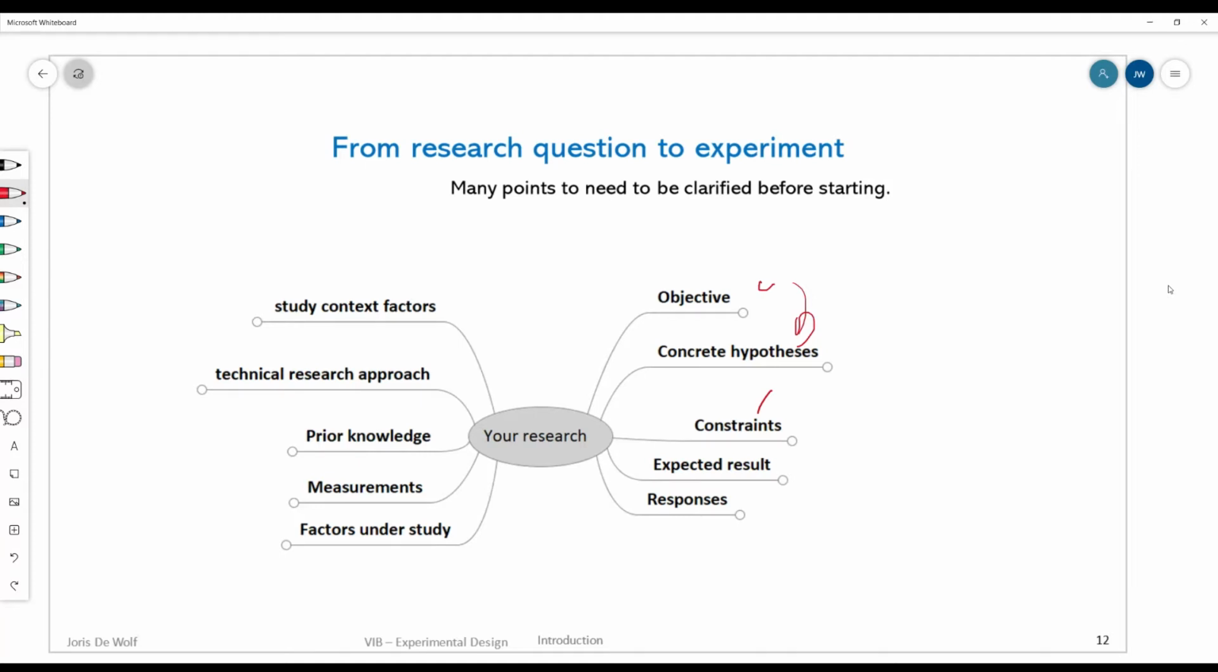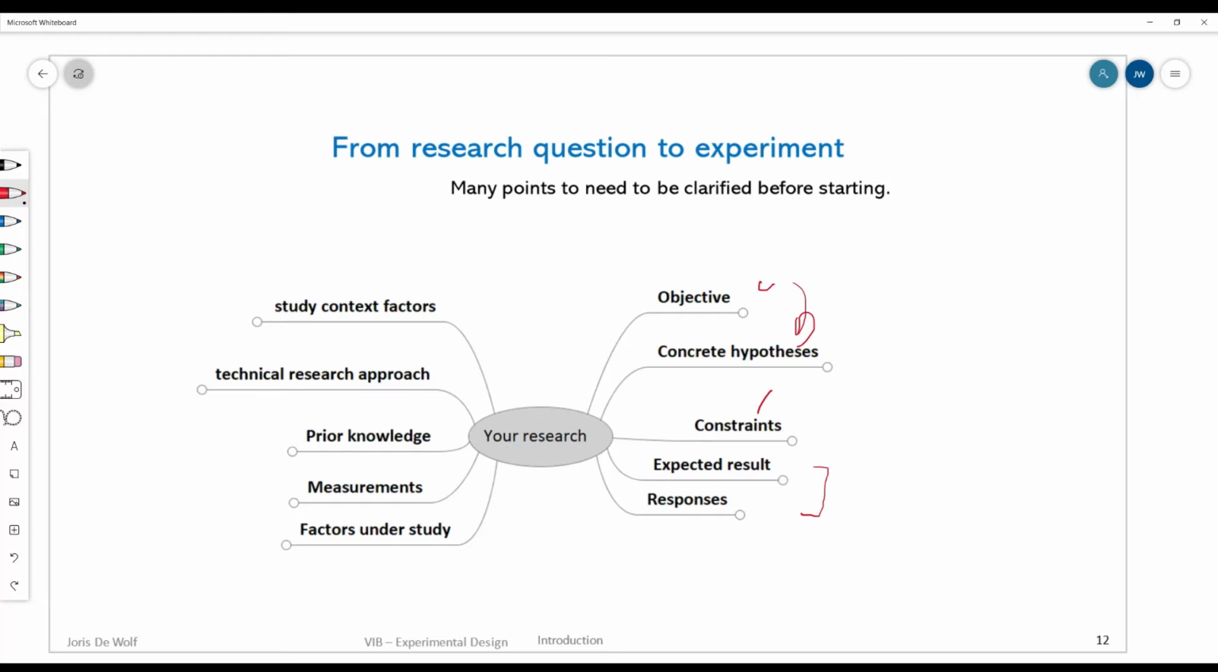Is there any time limit? Is there any money, space limit that you will have to deal with? There's an important part on responses and expected results. We should know in advance what sort of outcome would trigger us to do the next step in our research. When would we be happy with the results? When would we be disappointed with the results?